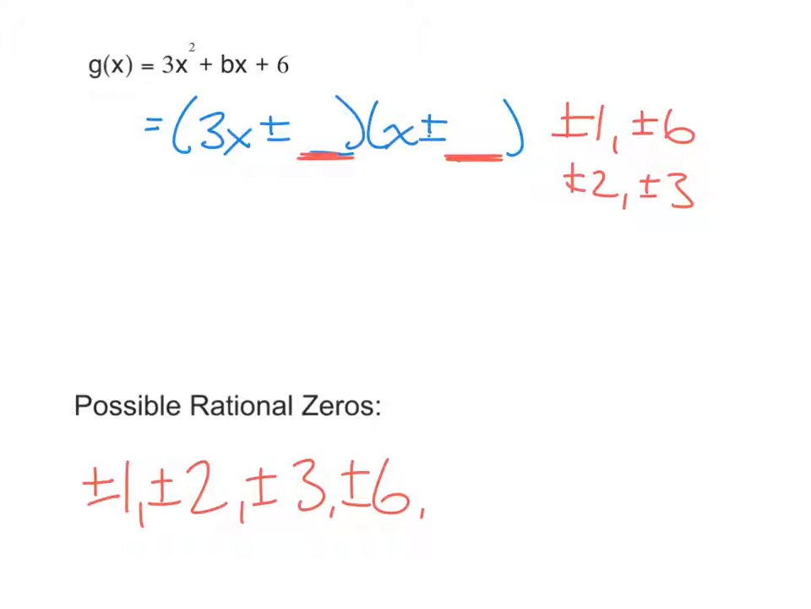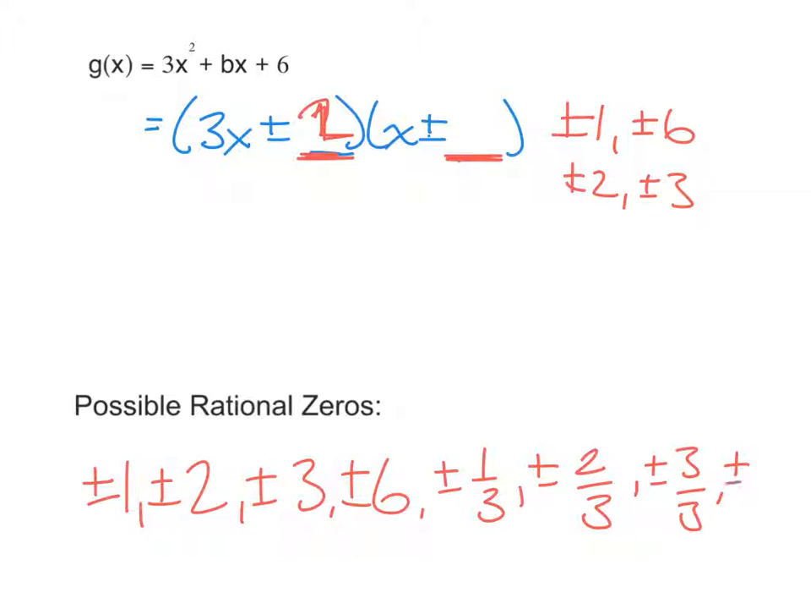Then, if we were to have a 1 here, the rational zero that would come out of it would be either plus or minus 1/3. And if we plugged in 2 into that spot, now the zero that comes out of it is plus or minus 2/3. So it could also be 3/3 or 6/3. But of course, 3/3 is already on the list as 1, and so is 6/3 already on the list as 2.